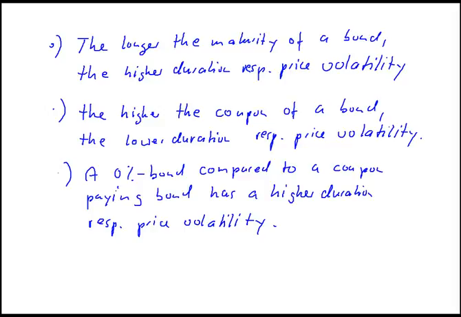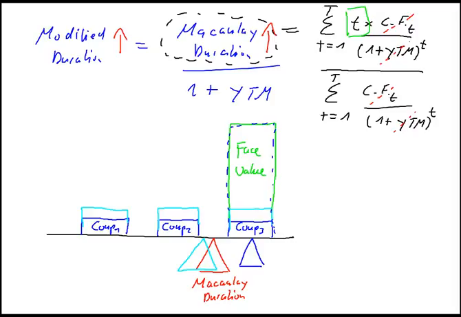Then there is also a fourth characteristic of price volatility, which I cannot visualize with the cash flow pattern that we have balanced out here using this timeline, which is the following: the lower the yield to maturity, the higher the duration, respectively the price volatility of a bond. Let's move on now to the duration. That means I show you now how duration is mathematically calculated.